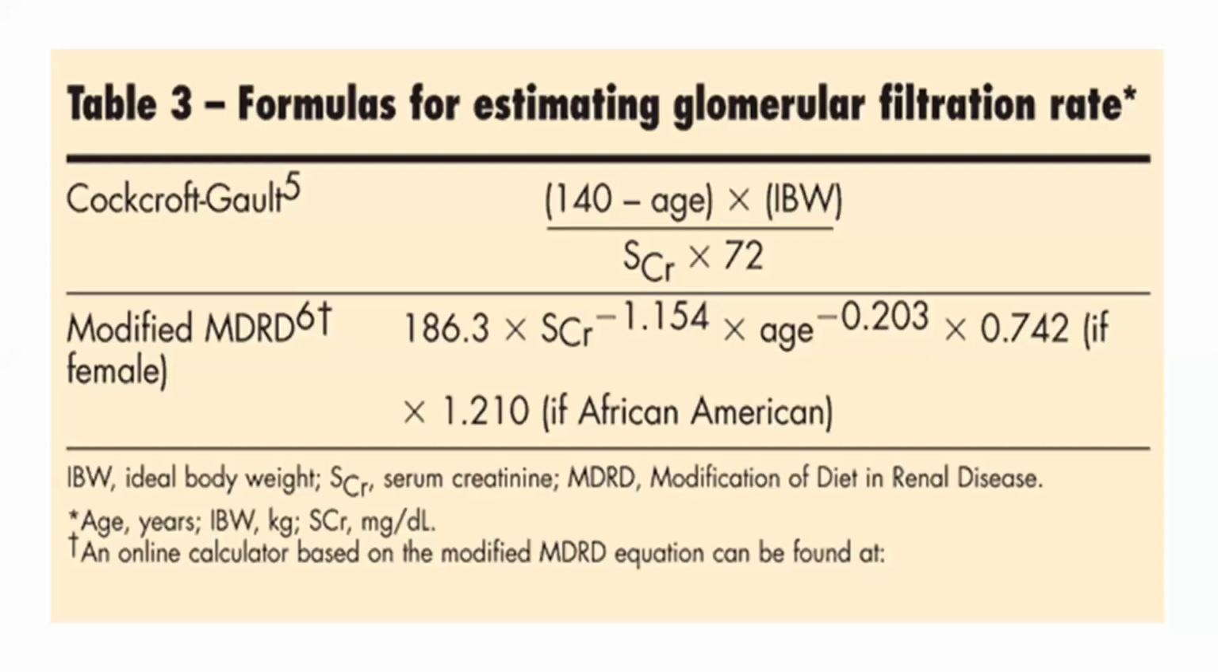This above is the Cockcroft equation, 140 minus age multiplied by weight divided by serum creatinine into 72. This is the modified MDRD equation, requires log. You don't have to remember this equation, but ideally you should know this equation.